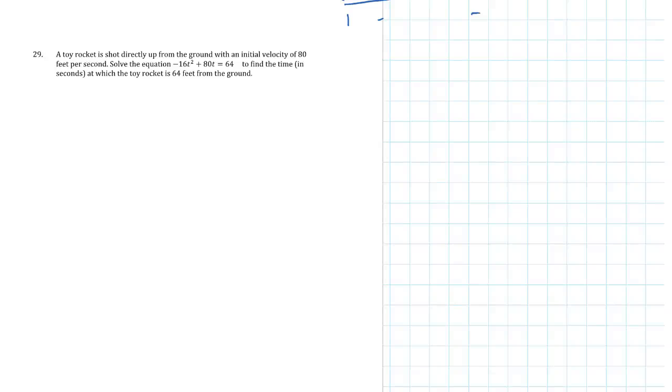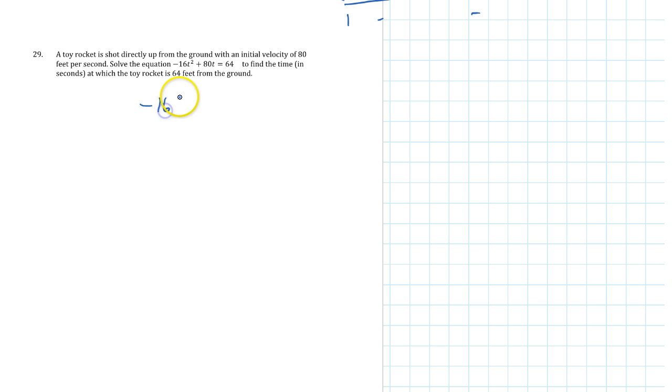29. A toy rocket is shot directly up from the ground with an initial velocity of 80 feet per second. Solve the equation negative 16t squared plus 80t equals 64. Find the time in seconds at which the rocket is 64 feet from the ground.